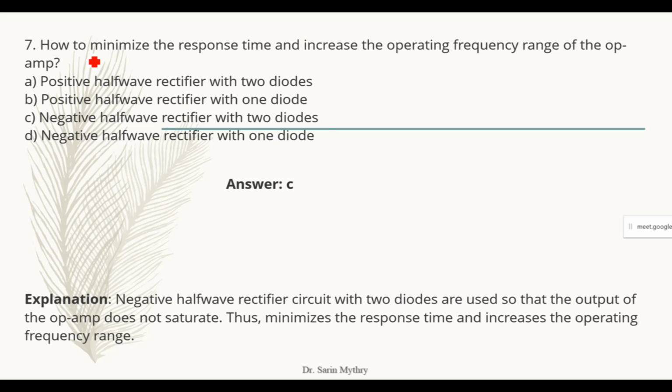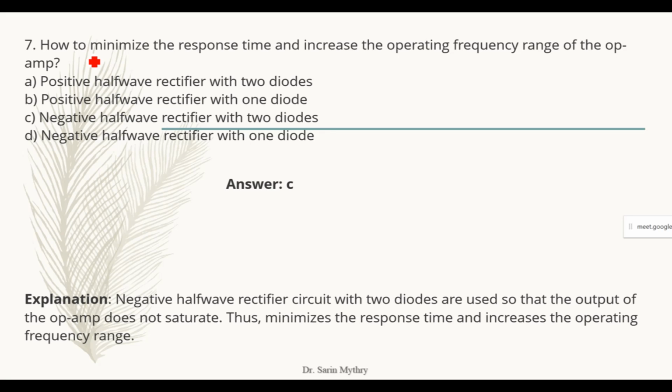How to minimize response time and increase the operating frequency of an op amp? If you have a lesser response time, it gives better performance of an op amp, because within a lesser amount of time the op amp produces an output with respect to the change in input. Now let us enter into this question. Options given: a positive half wave rectifier with 2 diodes, a positive half wave rectifier with 1 diode, a negative half wave rectifier with 2 diodes, and a negative half wave rectifier with 1 diode.